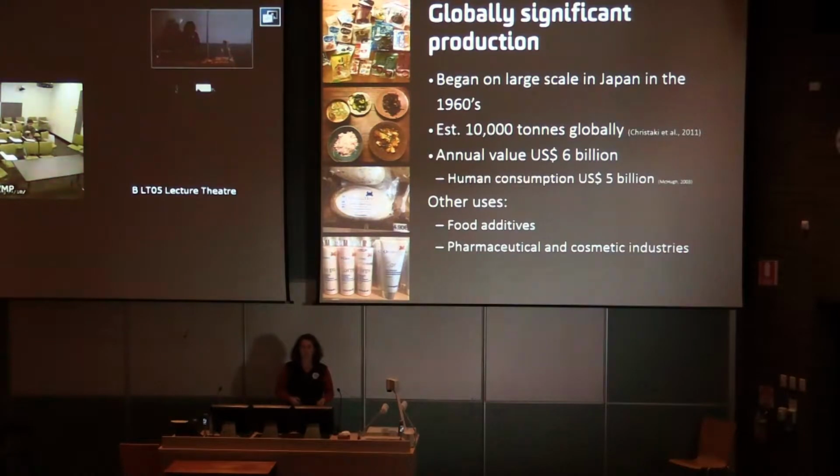Large-scale commercial production of seaweeds began in Japan in the 1960s, and it's now estimated that about 10,000 tonnes of seaweed product are harvested globally. This amounts to an annual value of about $6 billion US dollars, the large proportion of which is for human consumption. So about $5 billion of that $6 billion product is for human consumption. So this is the main use of seaweeds across the world.